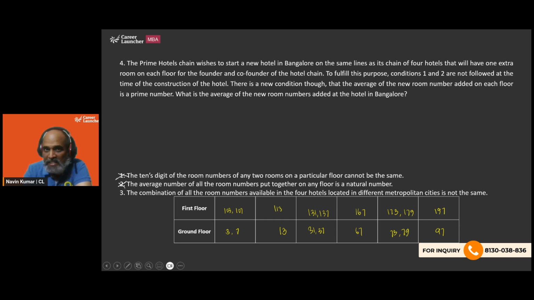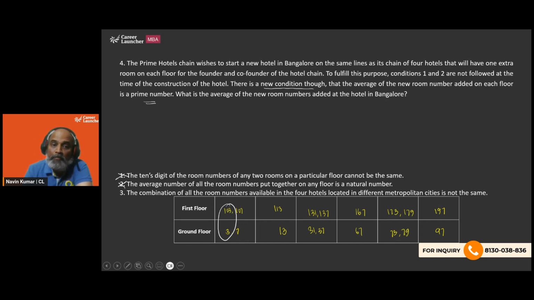So all the 4 cases we have seen previously, this one should be a new one, right? There is a new condition though, that the average of the new room number added on each floor is a prime number. What is the average of the new room numbers added at the hotel in Bangalore? Well, basically the 2 numbers that we were discarding because of the first and second condition, these 2 new room numbers will be included now.